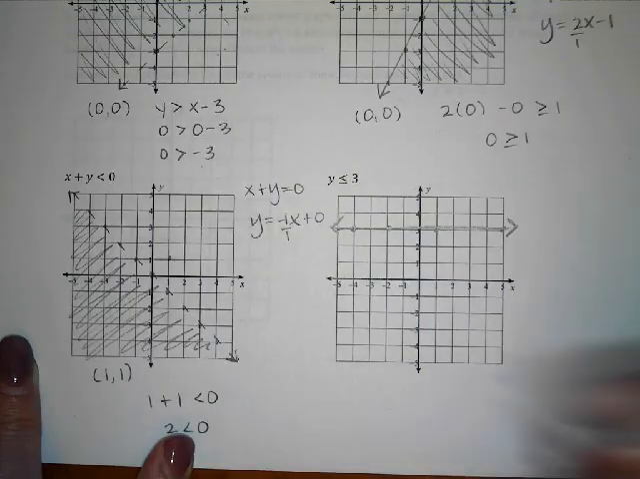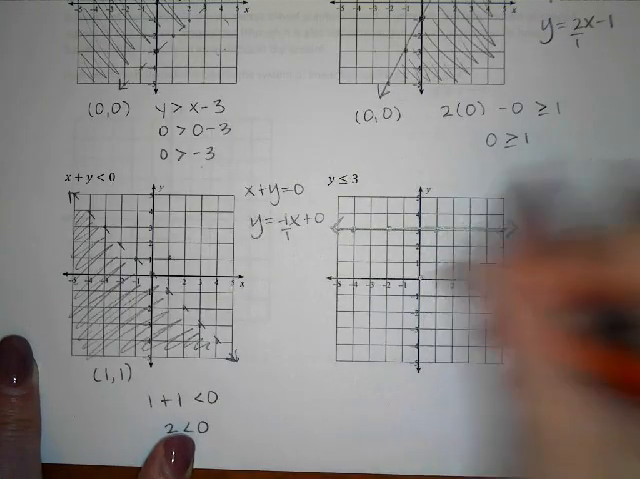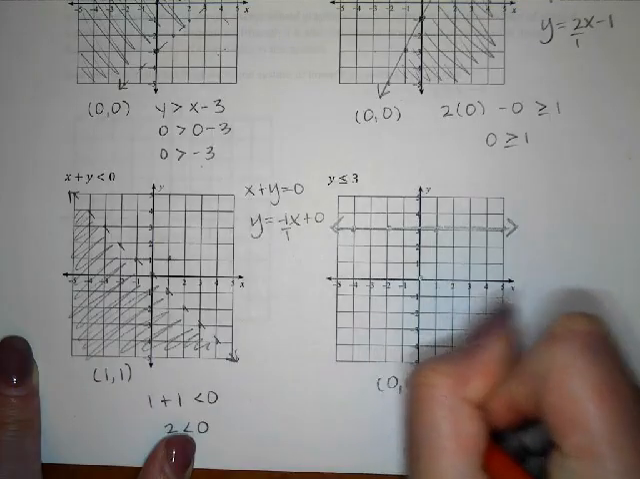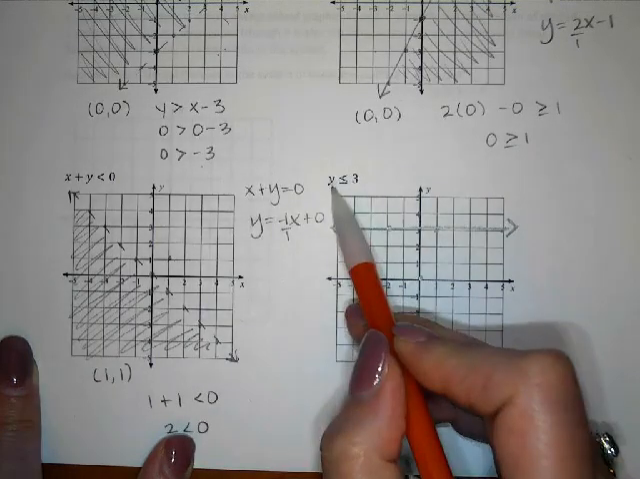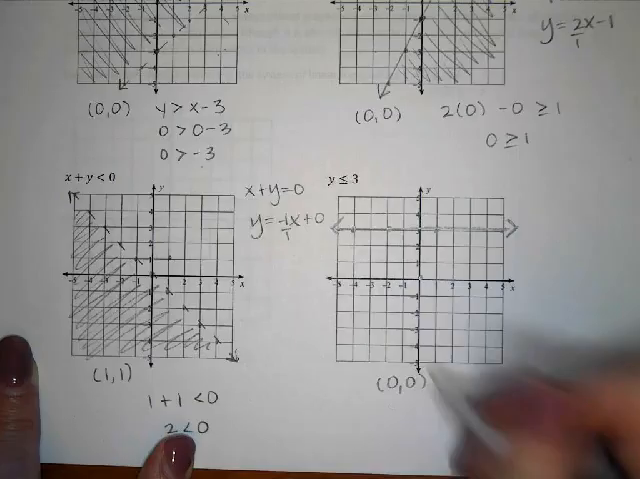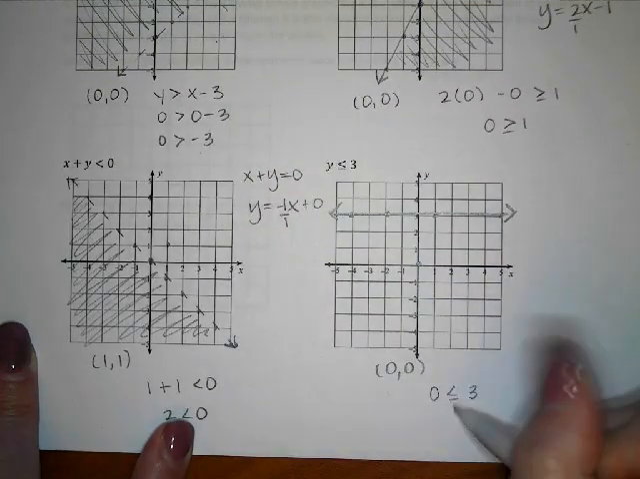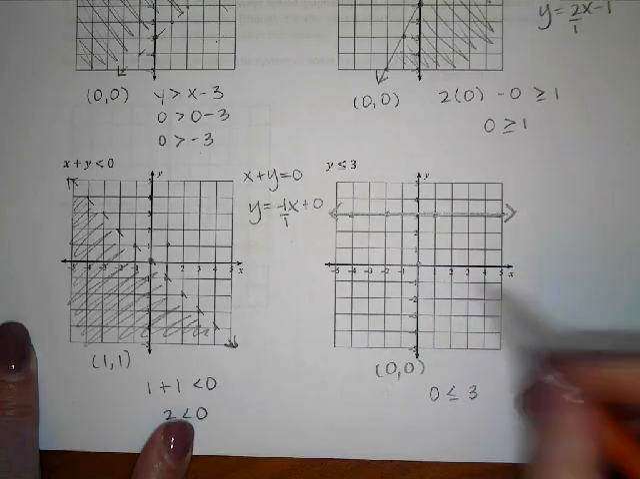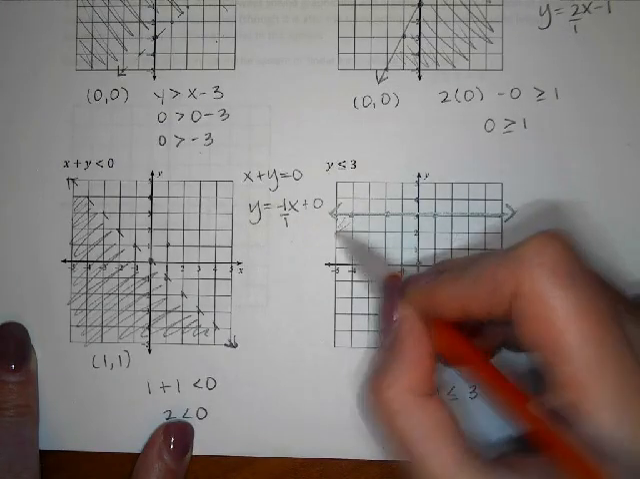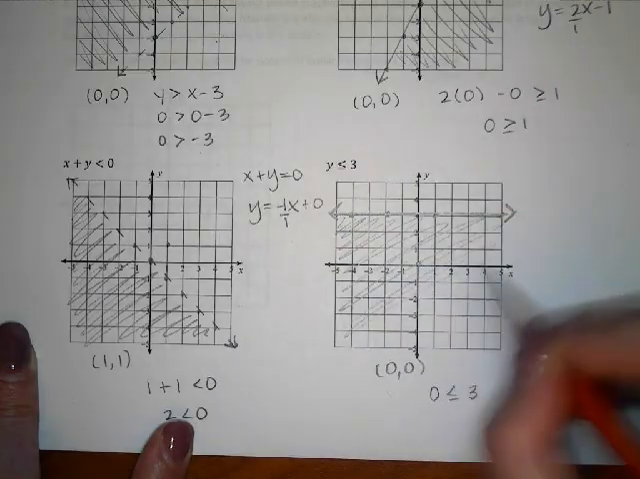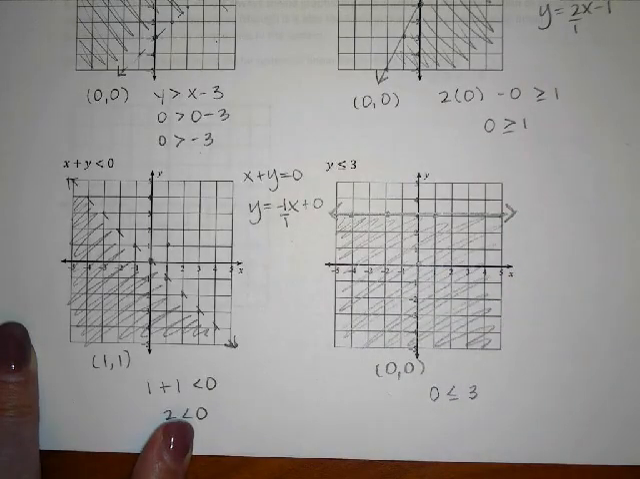And then again, I can just pick 0, 0 to plug in because it's easy to plug in. There's no place to put an x-coordinate, but I know that the y value is less than or equal to 3. 0 is less than or equal to 3 is true, and so I'm going to shade on the bottom side of the line because that's where the solutions are.